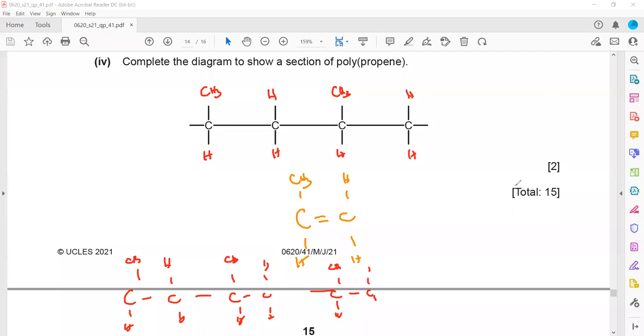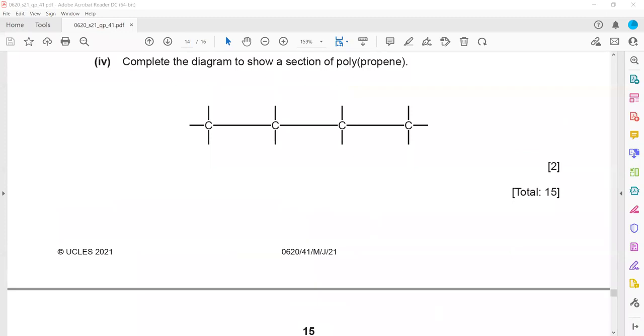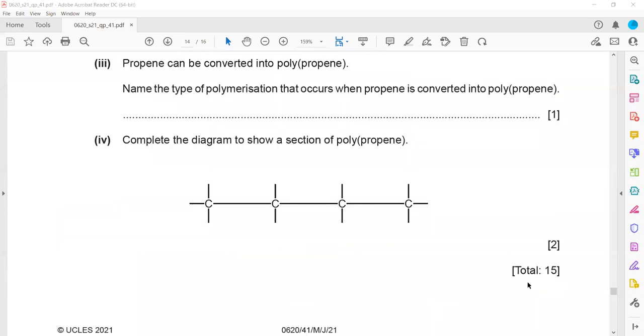So you have to practice how to form an addition polymer by linking the small molecules. So this was the May 2021 paper.